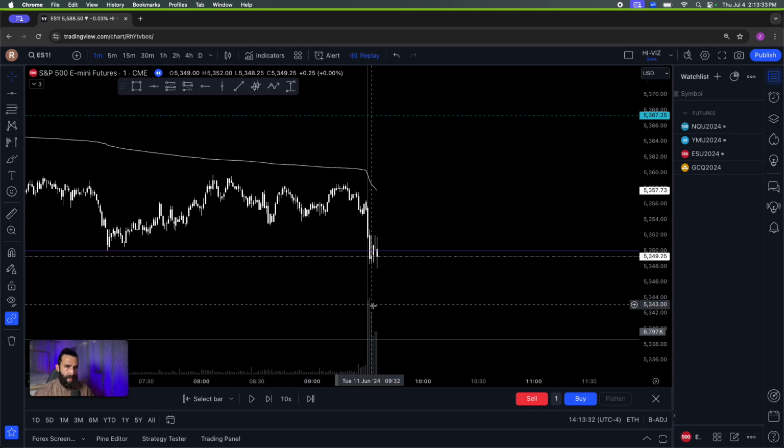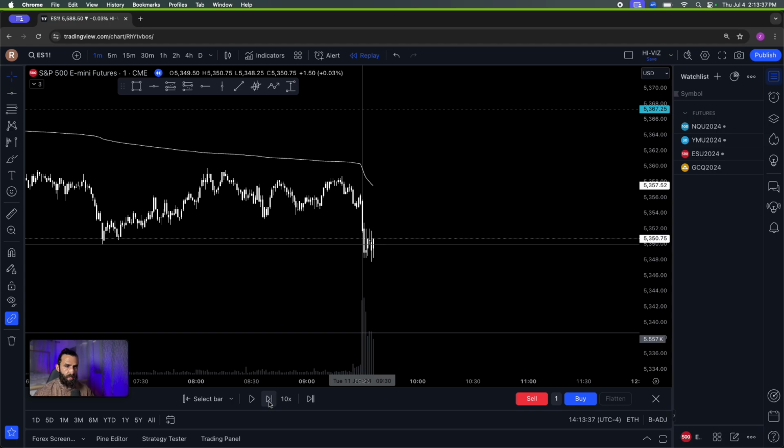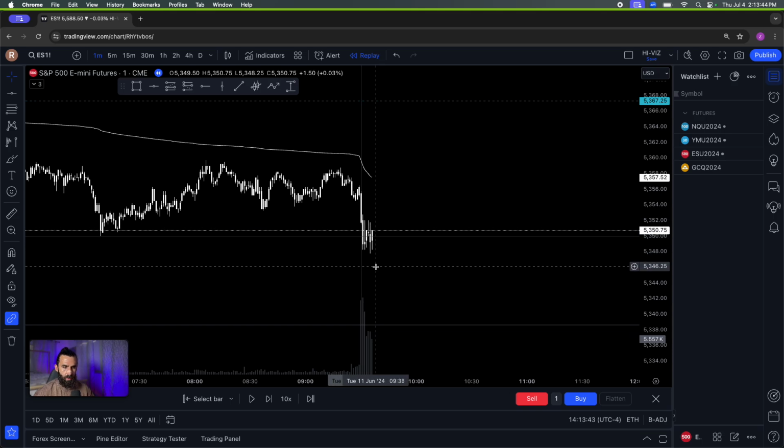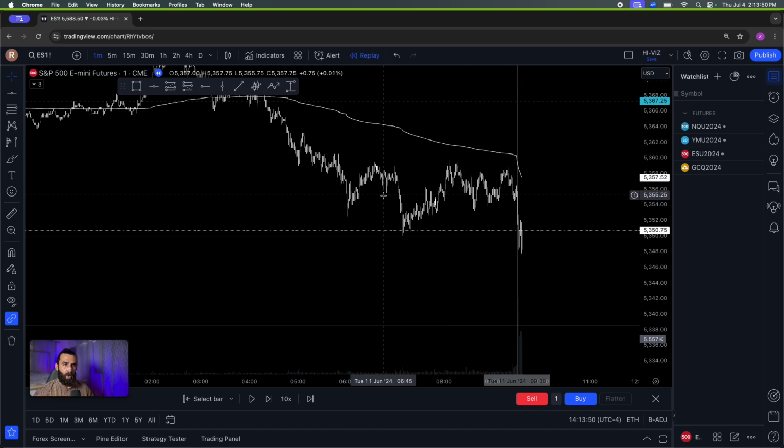So now we're still kind of consolidating here. Looks like it wants to break down. I don't have anything telling me to take a sell. Had we had one of these candles break down below here, I'd probably get into a sell with a stop loss somewhere up here. I'm still waiting to see if we pop back up to VWAP line. Overall, this is looking bearish.